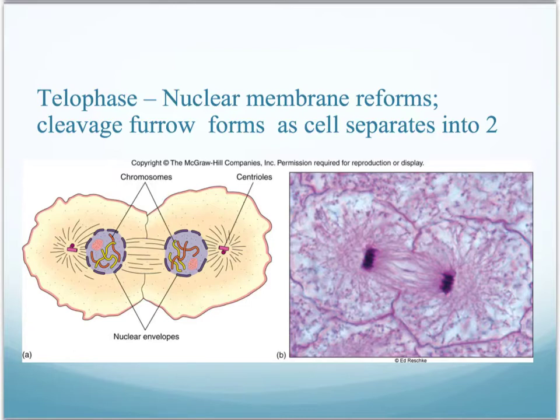Following telophase is cytokinesis, which is the actual splitting of the cell. Oftentimes, telophase and cytokinesis are grouped together because it's simply the deepening of the cleavage furrow that eventually separates the cell.